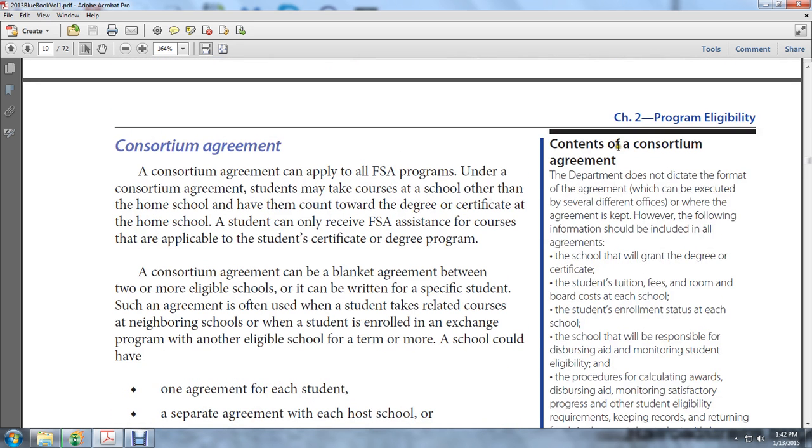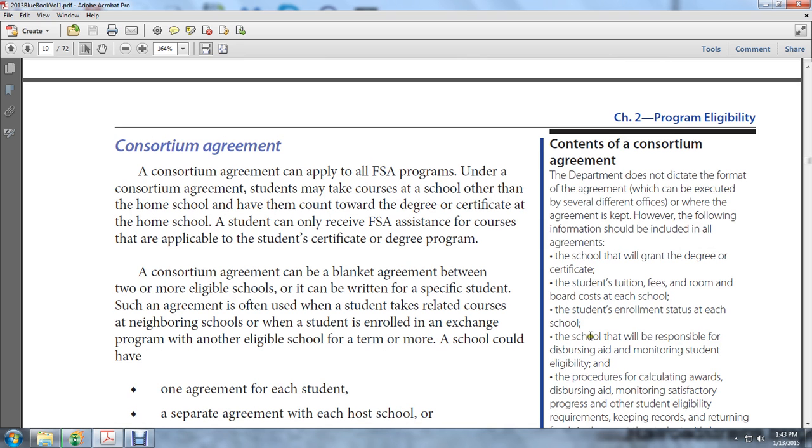The contents of the consortium arrangement. The department does not dictate the format of the agreement, which can be executed by the several different offices. Whatever the format, the following information should be included in all agreements. The school will grant the degree or the certificate, the student tuition fees, and room, board, and cost at each other. The student's enrollment status at each of the schools.